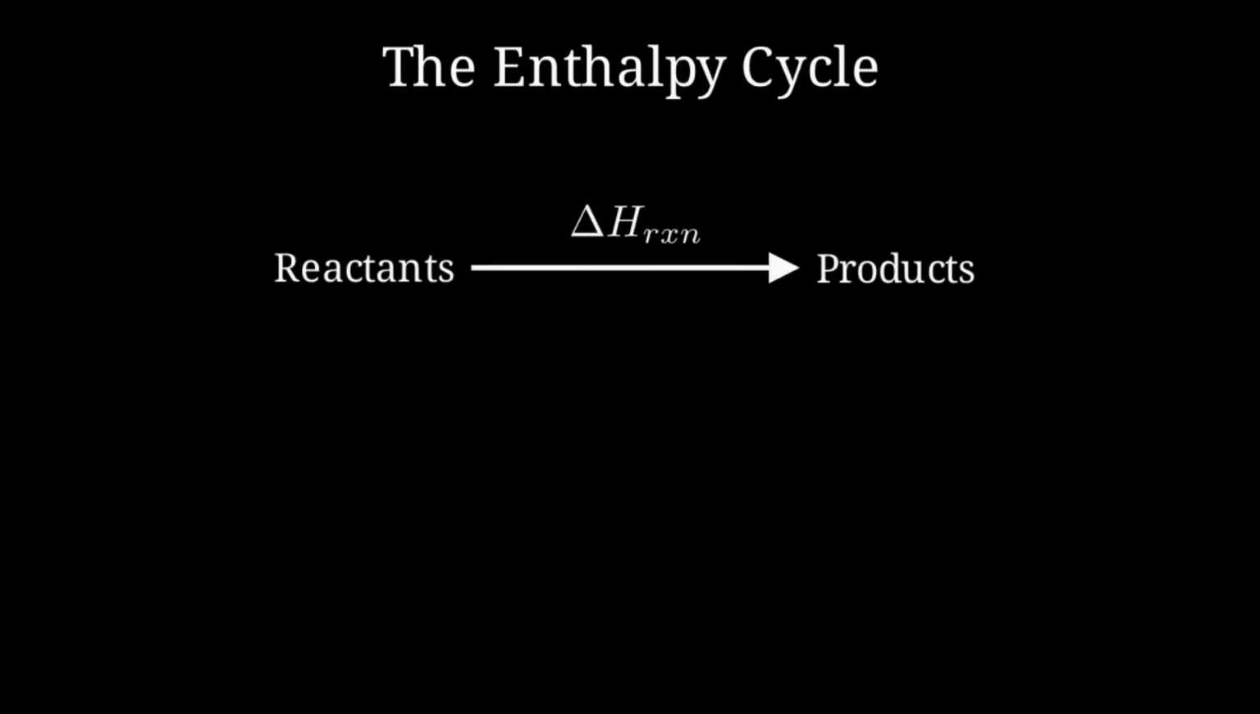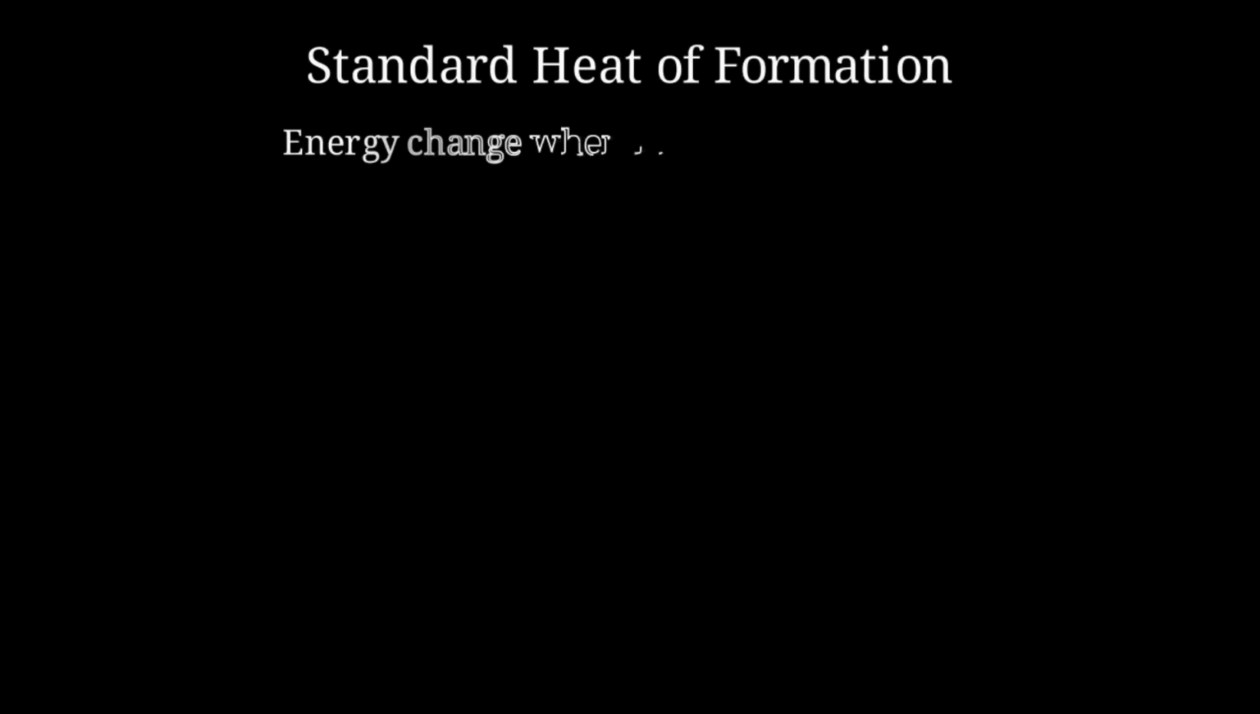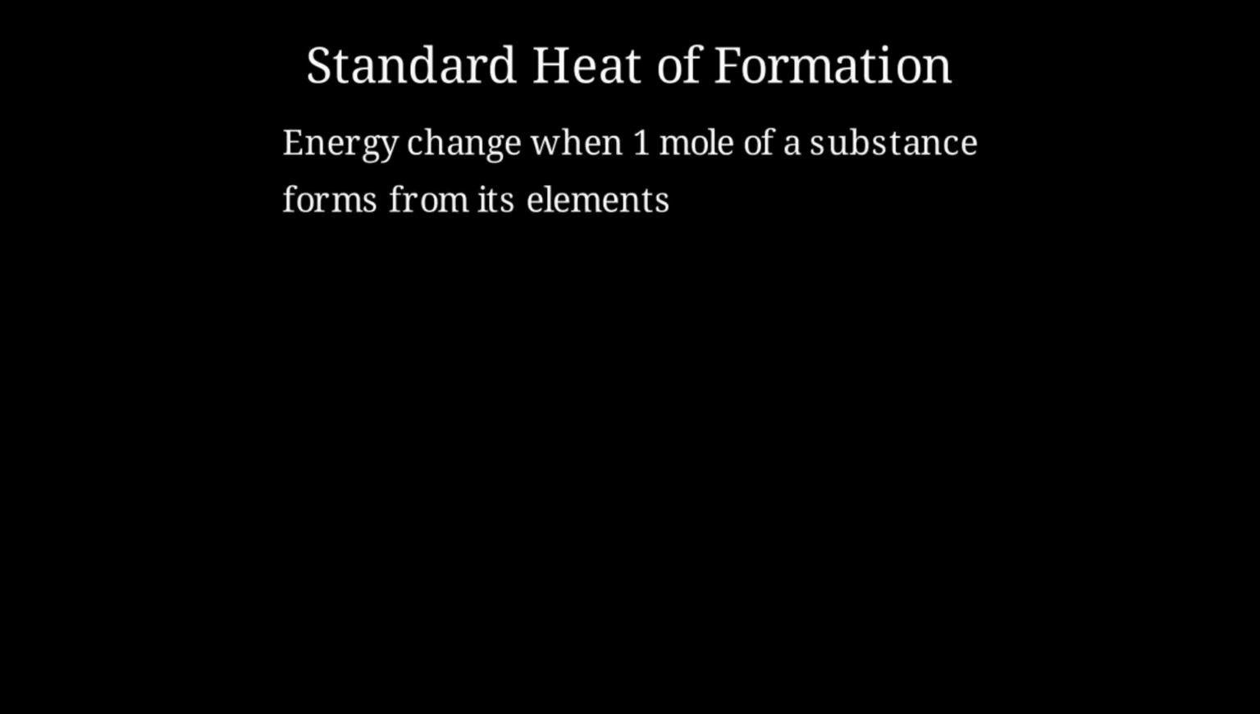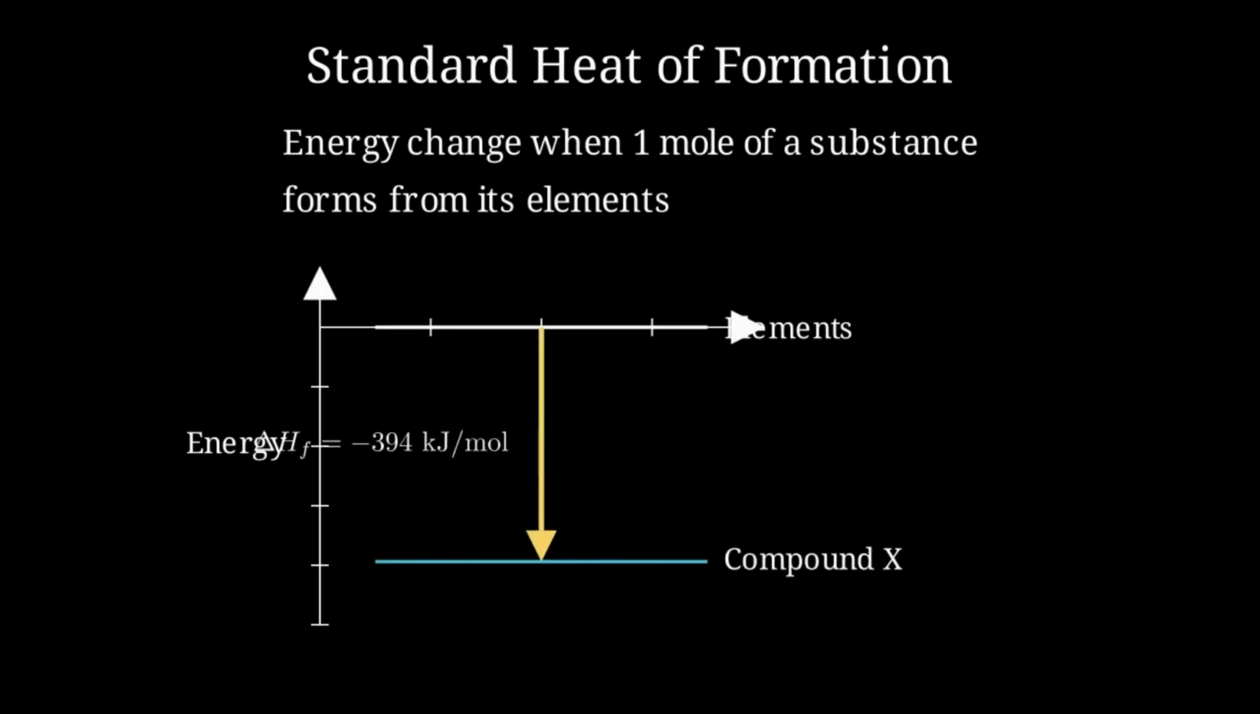By using the standard heats of formation for both reactants and products, we can create a closed loop that allows us to calculate the unknown enthalpy of a specific reaction. The standard heat of formation is the energy change when 1 mole of a substance is formed from its constituent elements in their standard states. We use these values as our building blocks for complex calculations.